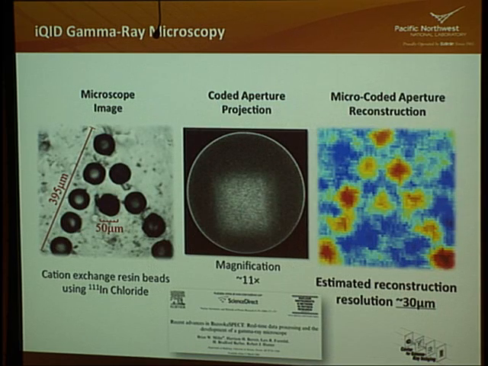To test this technique, we made a phantom image consisting of these individual 50 micron beads. Each bead will produce a copy of that coded aperture pattern. If you look at a bead next to it, that will produce the same pattern but shifted. What you have here is a multiplexed image. You can use that decoding technique to reconstruct your object. Here the estimated reconstruction resolution we're looking at is about 30 microns.